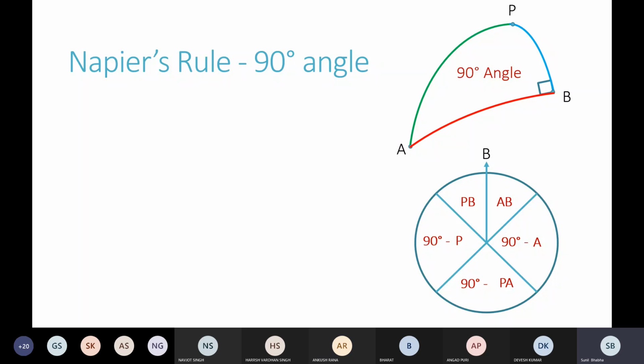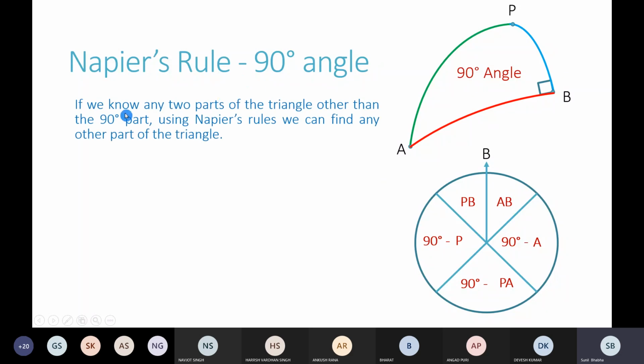Yes, sir. Very good. Now beta, I have told you, if we know any two parts of the triangle other than the 90 degree part, using Napier's rule we can find any other part of the triangle. So this is the use of Napier's rule.